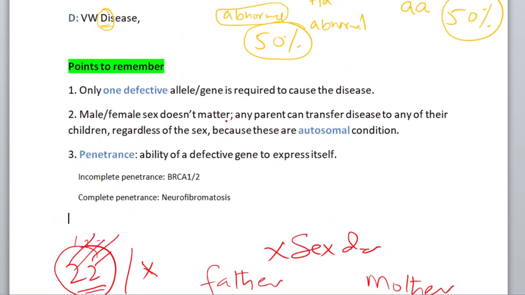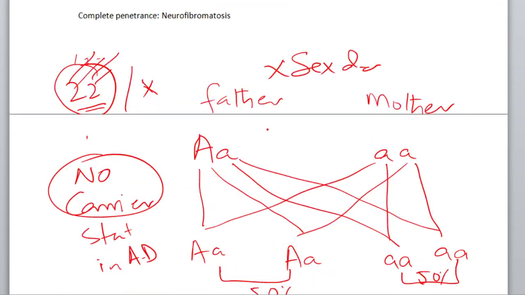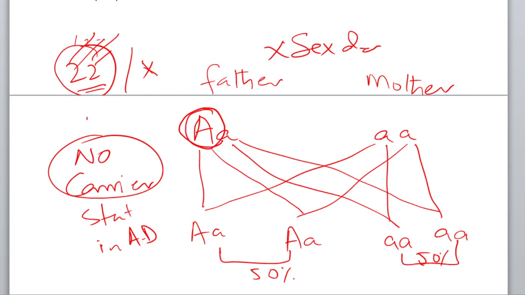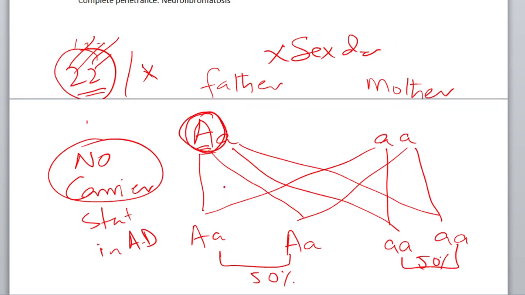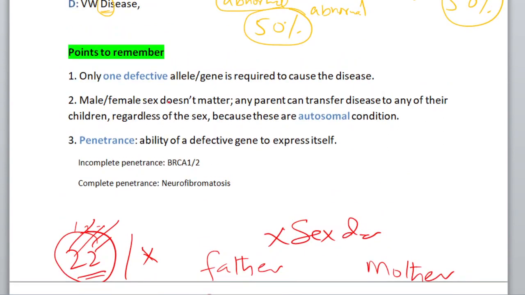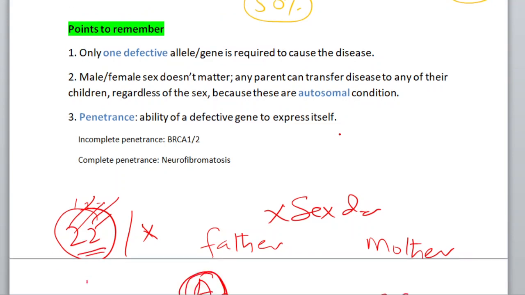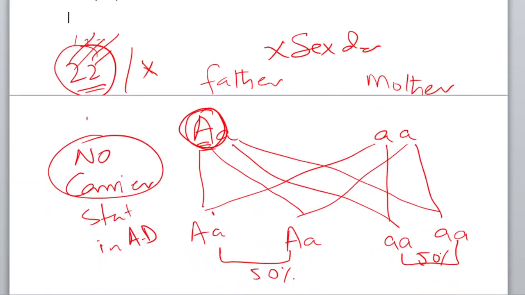There are three points you should remember. The first is that only one defective gene or allele is required to cause the disease. As I showed you, only one defective gene is required to transfer the disease to the children. The second is that male and female sex doesn't matter. Any parent can transfer the disease to any of their children regardless of sex, because these are autosomal conditions. Both have equal chances of getting the disease.